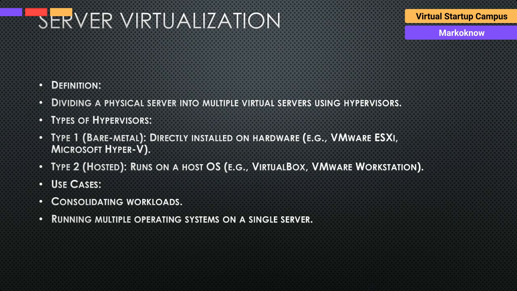any OS part included, it is hardware only, like VMware ESXi. This is the provider. Microsoft Hyper-V is also a provider. For type 2, hosted, it runs on a host OS, like VirtualBox and VMware Workstation. Okay. For the use cases, consolidating workloads, like running multiple operating systems on a single server.